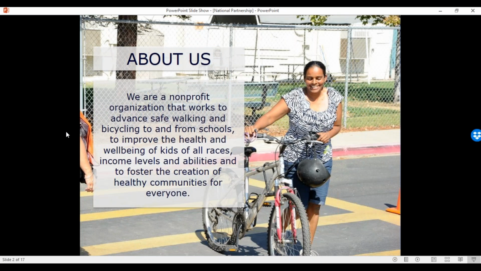A little bit about the Safe Routes to School National Partnership. We are a nonprofit organization that works to advance safe walking and bicycling to and from schools and to improve the health and well-being of kids of all races, income levels, and abilities, and to foster the creation of healthy communities for everyone.